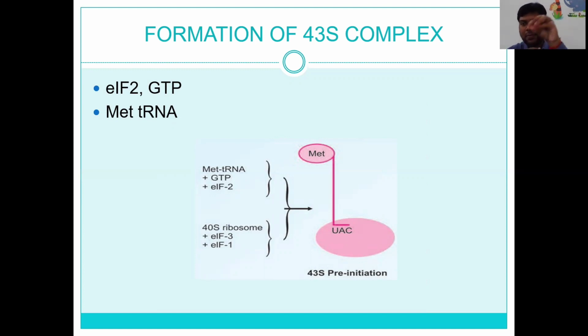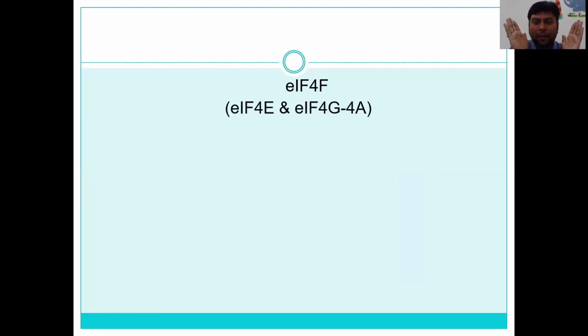So now methionine tRNA we have loaded. Next, we have to load the mRNA. Here the factor which plays a key role is factor 4, specifically we call it factor 4F. This factor 4F is made up of 2 arms. One is factor 4E and the other one is a complex made up of 4G and 4A. So these are like the 2 arms of factor 4F.